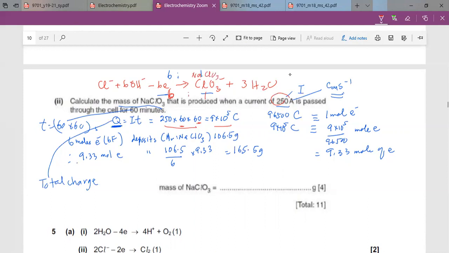So 6 moles of electrons, or 6 Faraday, will deposit 1 mole, which is the Mr, 106.5 grams of sodium chlorate(V). Therefore, this is the amount of electrons passed. So here you can see I calculate here, right? So this is the total amount of charge.